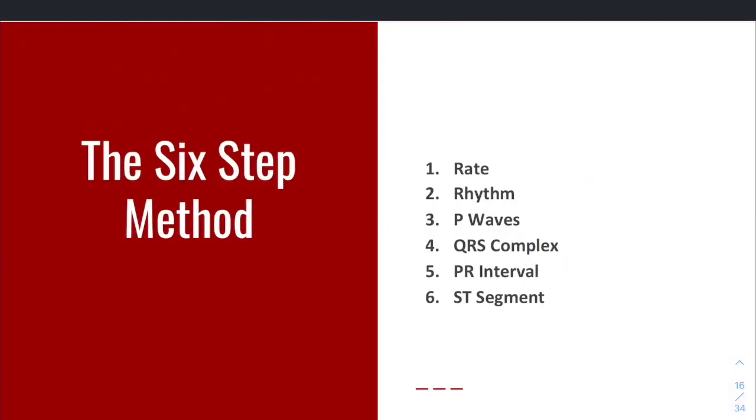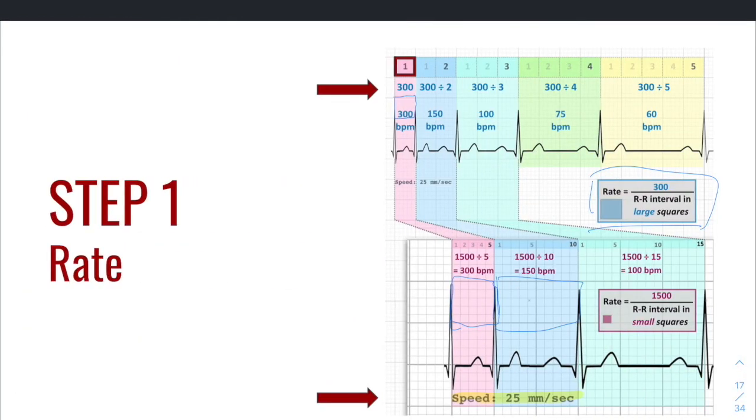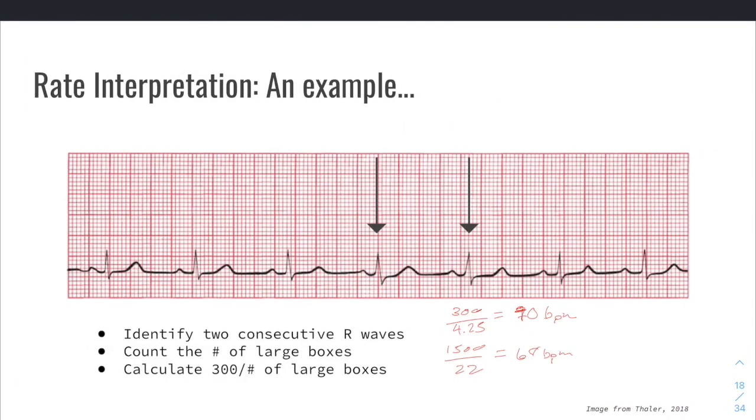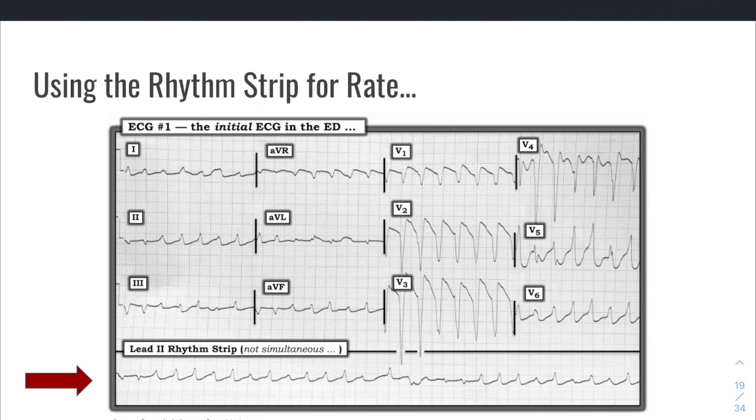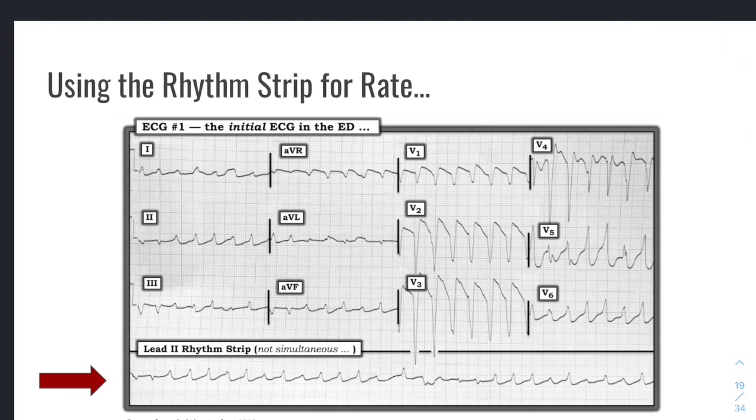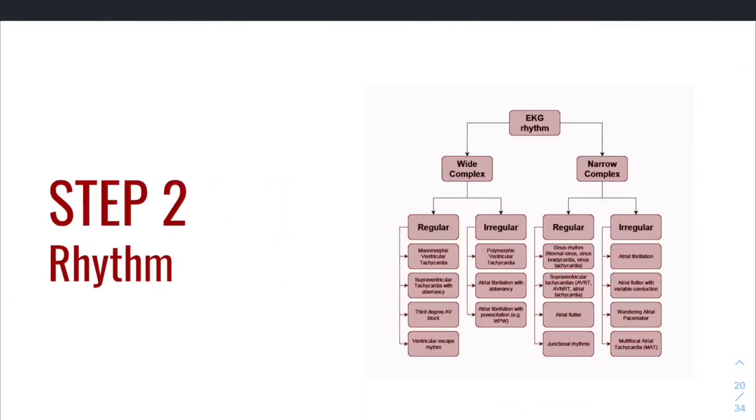The beauty of the 10-second method is that it is good for regular and irregular rhythms, whereas since the 300 method is really an approximation, you can only use it with regular rhythms, and it's not good if your rhythm is irregular. And again, your rhythm strip is going to be that continuous lead that you can use to determine what the rate of your ECG is.